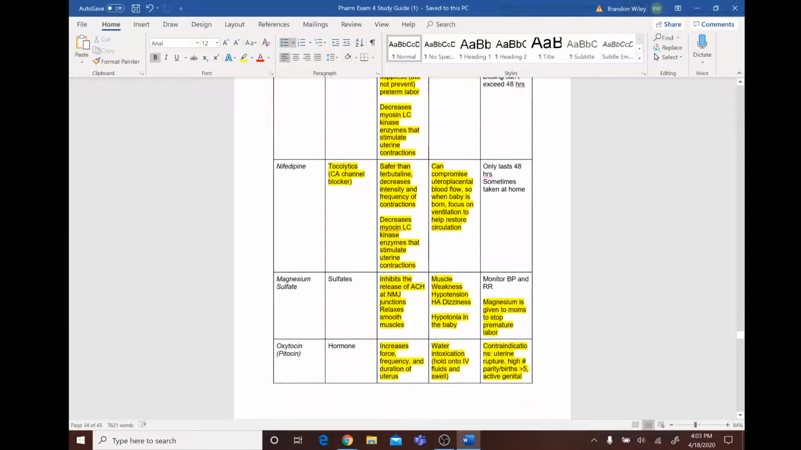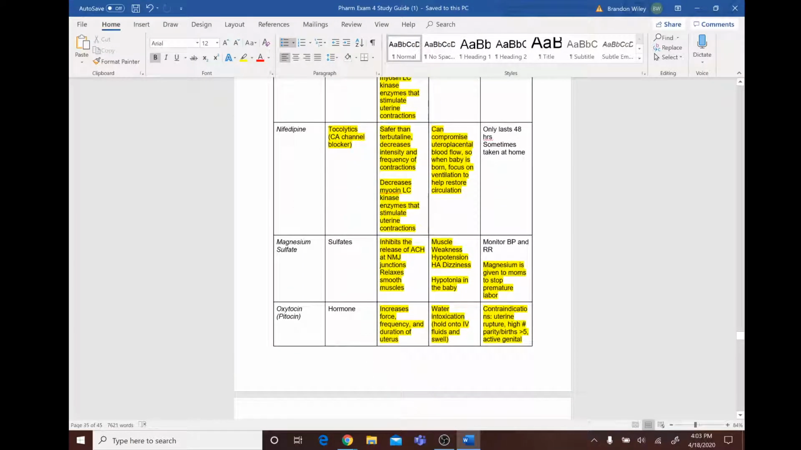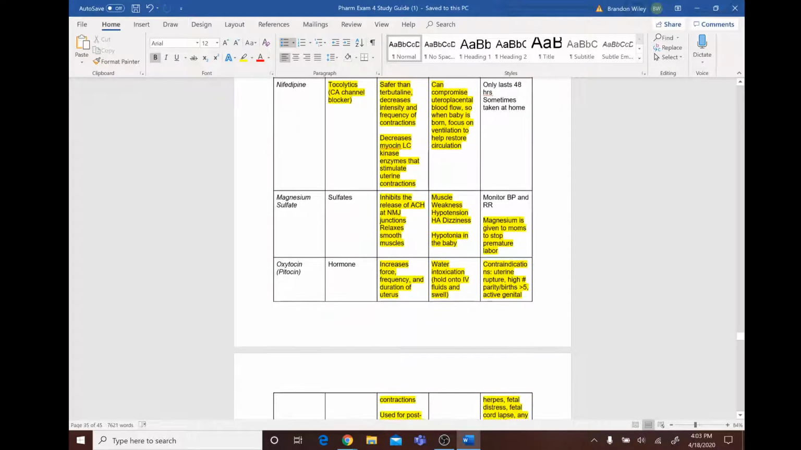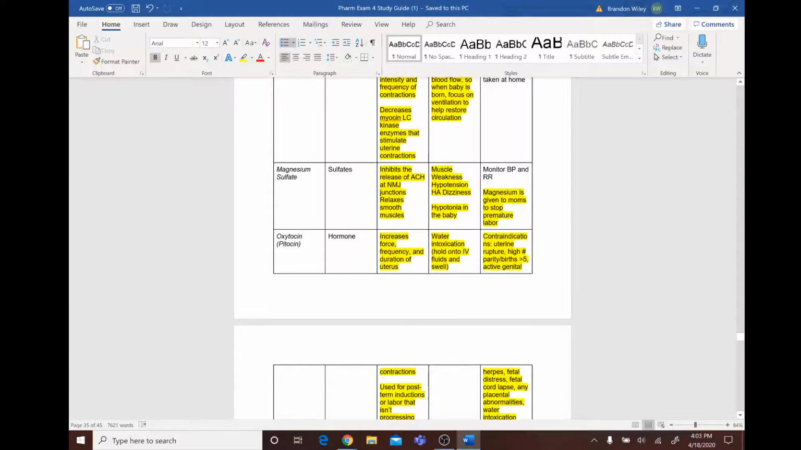What is the drug class of nifedipine? Tocolytic, calcium channel blocker. What is the mechanism of action of nifedipine? Safer than terbutaline, decreases intensity and frequency of the contractions, decreases myosin LC kinase enzymes that stimulate uterine contractions. Side effects of nifedipine. Can compromise uterine placental blood flow, so when baby is born, focus on ventilation, help restore circulation.